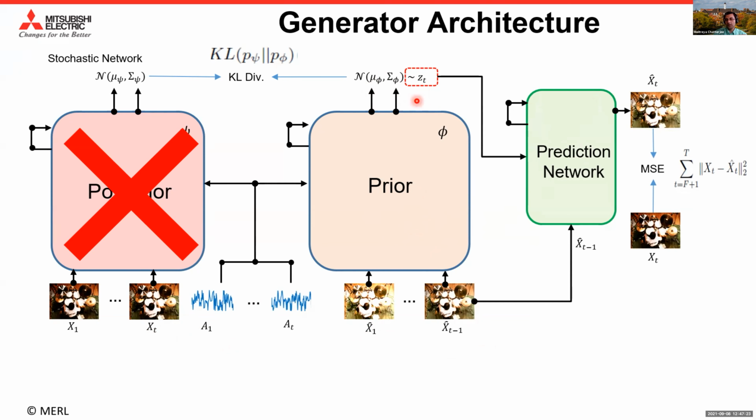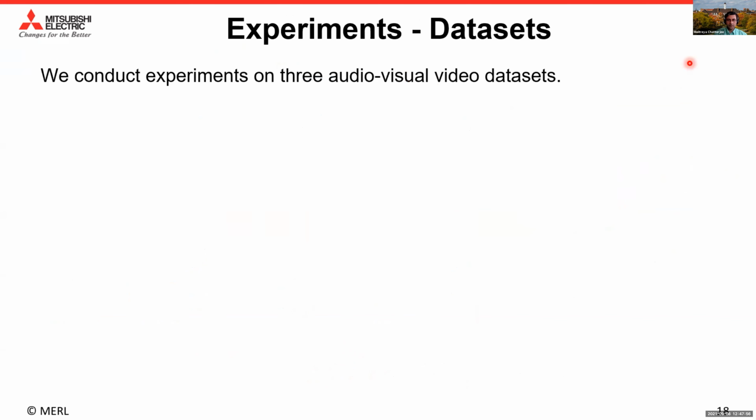In terms of the loss, we have this generator loss that is used to train this generator, wherein this mean squared error term basically tries to match the predicted frame with the ground truth one, and then there's the KL loss term which tries to match the posterior and the prior distributions. All right, so here's the experimental setup.